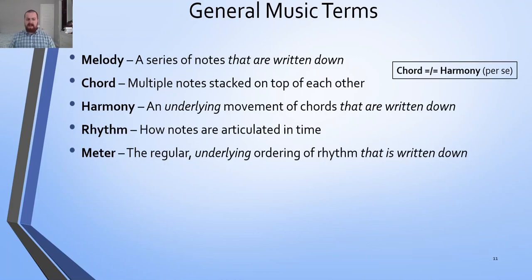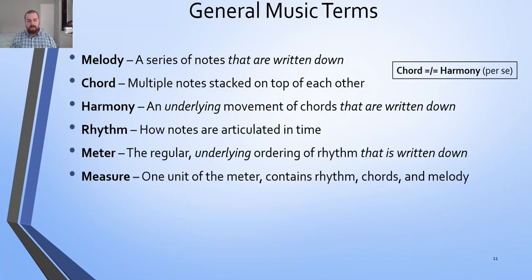Meter means something to musicians in terms of how it's written down and how it's organized. But for us, for listening and for writing purposes, meter is thought of as the pulse, the underlying thing. Rhythm is what happens on top of it. This is not unlike chord and harmony, where meter and harmony are underlying things that everybody's in agreement on that has been written down. But rhythm and chord are variable in terms of what happens on top. Okay, for instance. Measure.